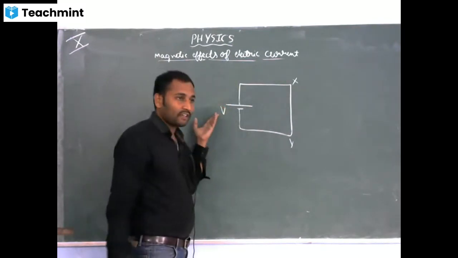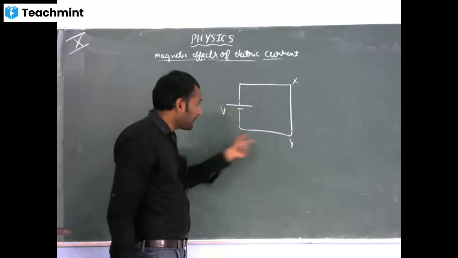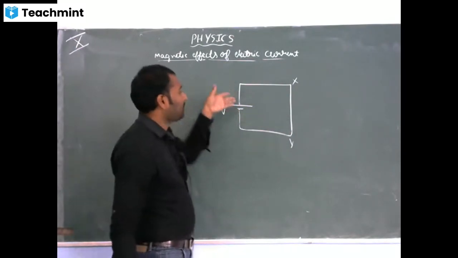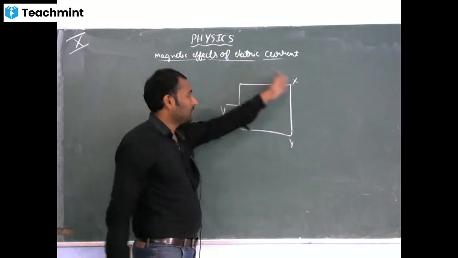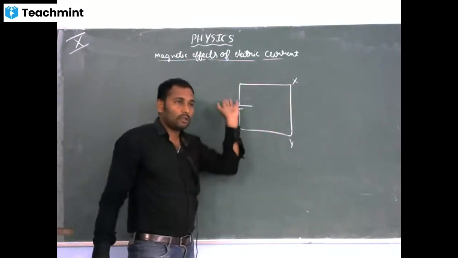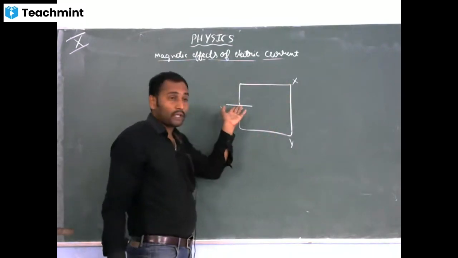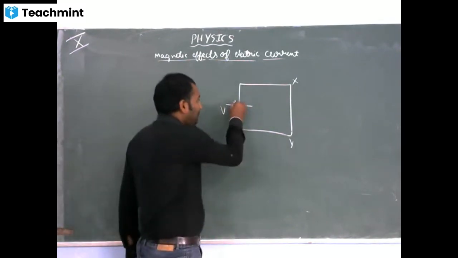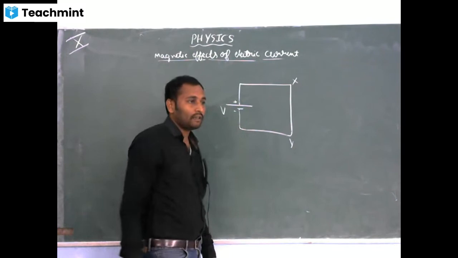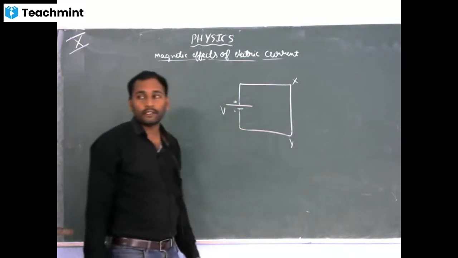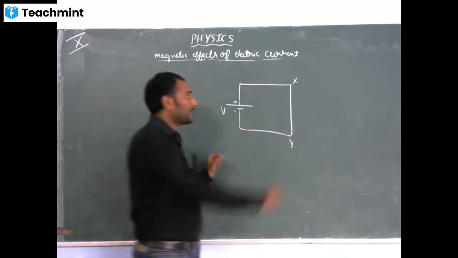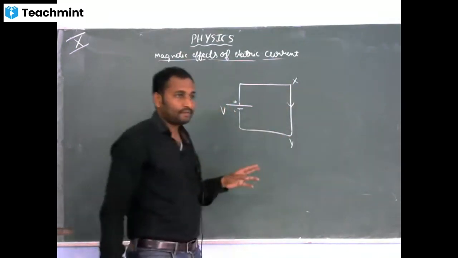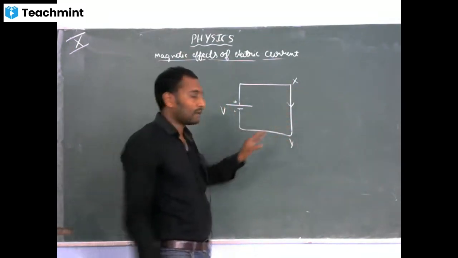With the help of potential difference, electrons will start moving from negative to positive, whereas positive charges will start moving from the positive terminal to the negative terminal. Clear? As this is the positive terminal and this is the negative terminal, conventionally the direction of current is from positive to negative. So the direction of current is from X to Y in the conductor.